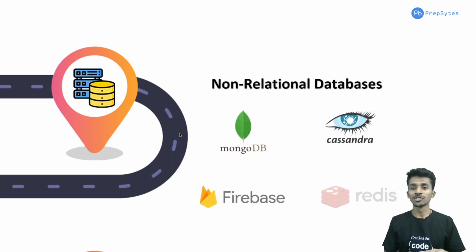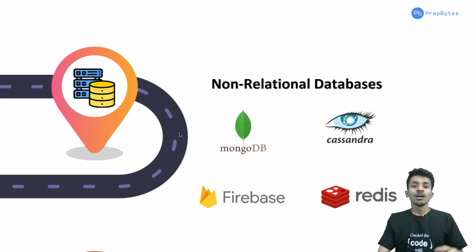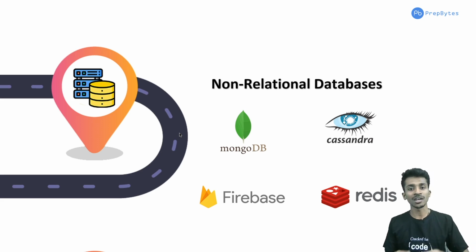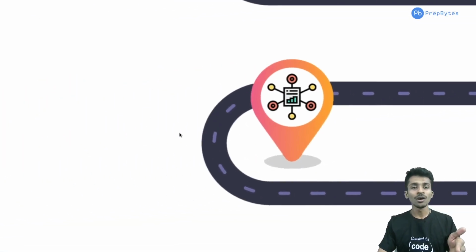Talking in terms of non-relational databases, we have tons and tons of them as well. Starting with the most common one, which is MongoDB, we have Cassandra, Firebase, and Redis. All right. So these specific databases allow you to store information in a non-tabular format. Now, once you have a grasp on a few of these databases, I highly recommend that you learn one of each type, a relational database and a non-relational database.